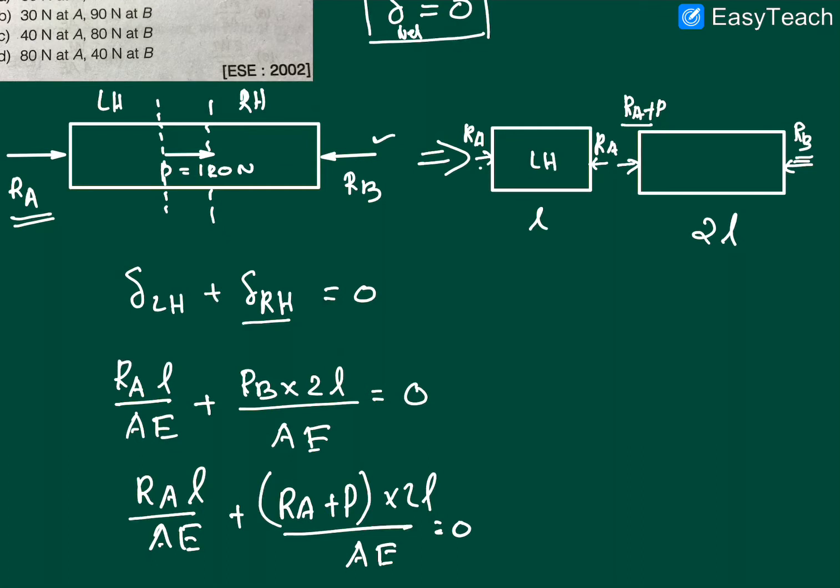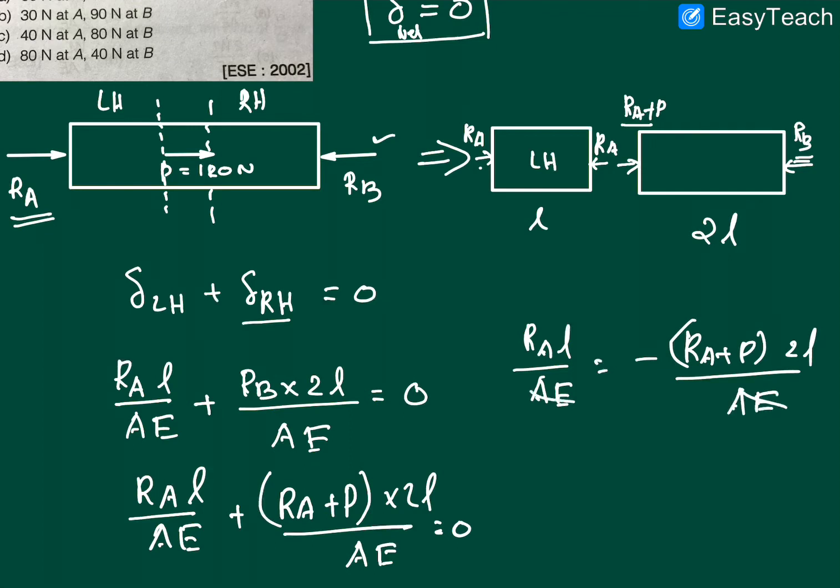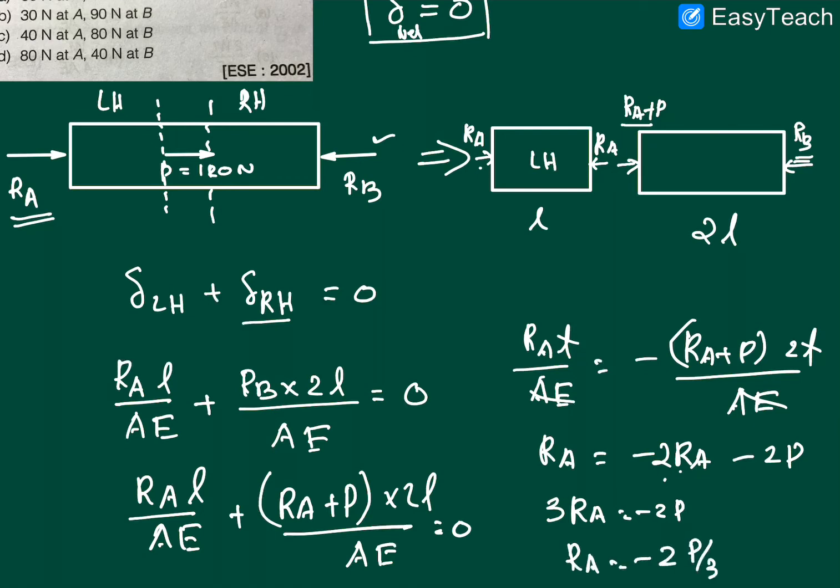While rewriting this equation, we get RaL divided by AE is equal to minus (Ra plus P) into 2L divided by AE. So AE cancels, L cancels. So we can say Ra equals minus 2Ra minus 2P. Bringing it to the left hand side, we can say 3Ra is equal to minus 2P. Definitely Ra will be equal to minus 2P divided by 3.